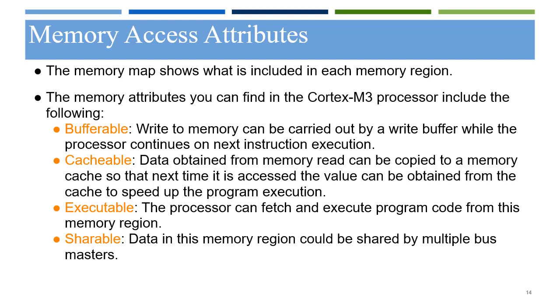Cacheable: data obtained from a memory read can be copied to a memory cache so that next time it is accessed, the value can be obtained from the cache to speed up the program execution. Executable: the processor can fetch and execute program code from this memory region. Shareable: data in this memory region could be shared by multiple bus masters. The memory system needs to ensure coherency of data between different bus masters in a shareable memory region.